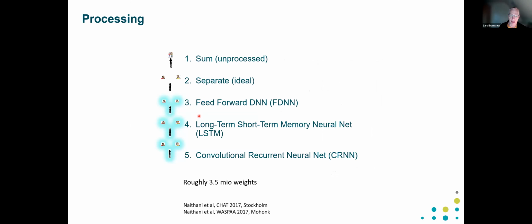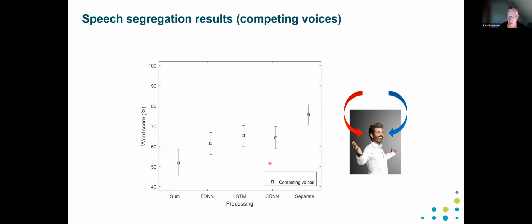And then 3 different types of deep neural networks: a traditional feed-forward deep neural network, a long short-term memory model, which has some memory built in, and also a convolutional recurrent neural network, which also has memory built into it. And all of them have roughly 3.5 million weights. So it's still at the stage where it's a lot to fit into a hearing aid. And let's have a look at the results.